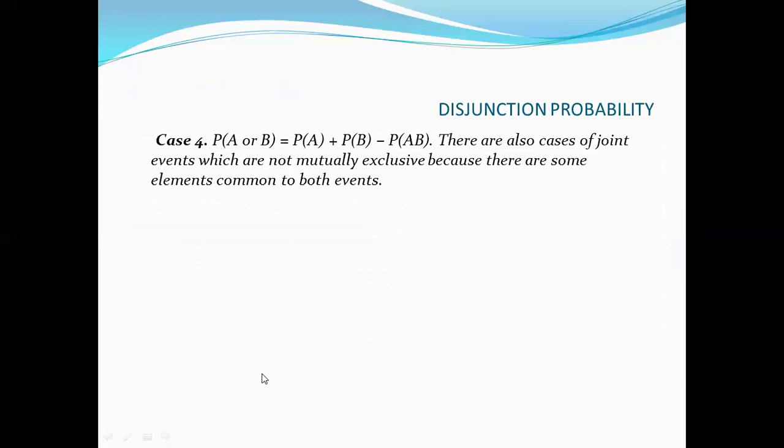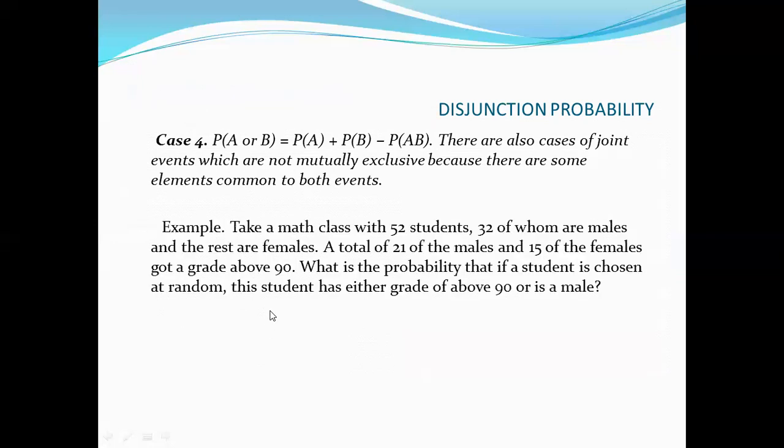Okay, next example. So another case would be, there are also cases of joint events which are not mutually exclusive because there are some elements common to both events. Example: take a math class with 52 students, 32 of whom are male and the rest are females. A total of 21 of the females and 15 of the females get a grade above 90. So what is the probability that if a student is chosen at random, this student has either a grade of above 90 or is a male?